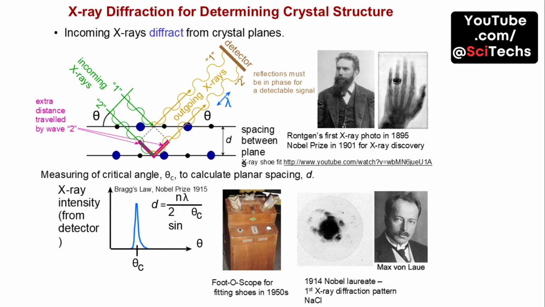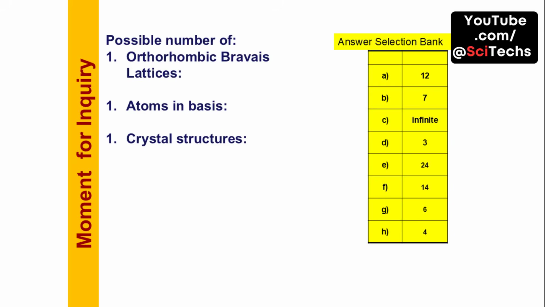X-ray diffraction is a key method for determining crystal structure. Incoming X-rays diffract from the crystal planes, allowing us to measure critical angles and calculate planar spacing, which is essential for understanding material properties. Consider the possible number of orthorhombic Bravais lattices, atoms in the basis, and crystal structures. Reflect on these aspects to deepen your understanding.